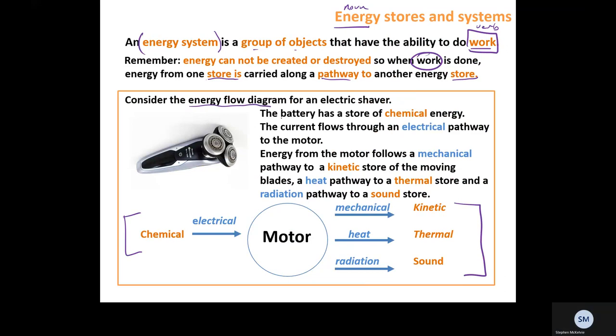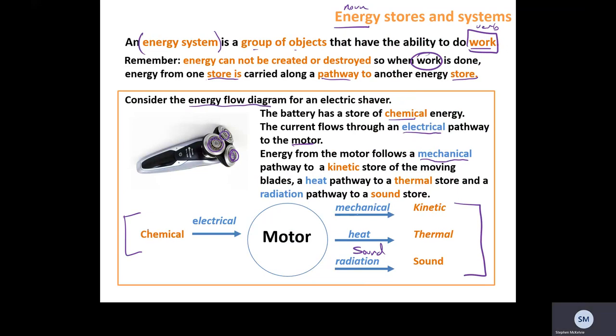Here's an electric shaver. The battery has got a chemical energy store. The current flows through an electrical pathway to the motor. The motor follows a mechanical pathway. That just means some kind of a physical force. The mechanical pathway is going to make these little blades spin about the place. It's going to get hot because of the friction between the blades themselves and also the blades and the skin. And there'll be a radiation pathway to a sound store. Though sometimes we say that sound itself is a transfer. It just depends on the context.